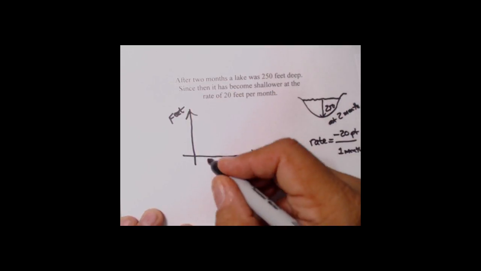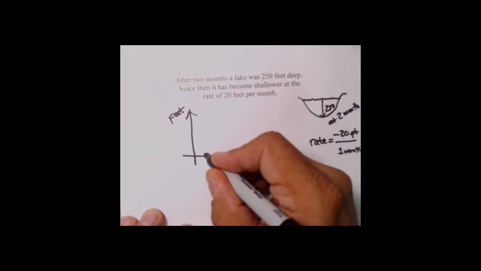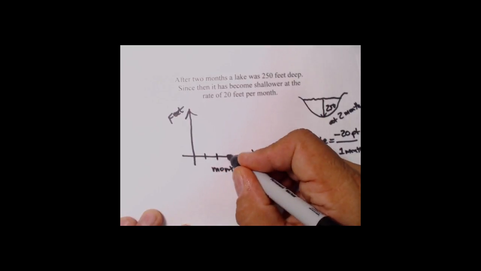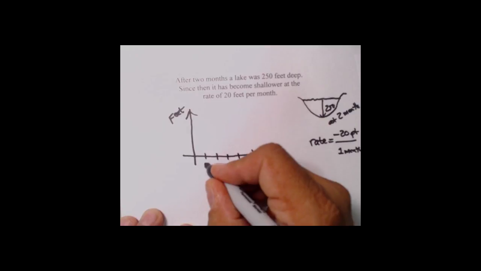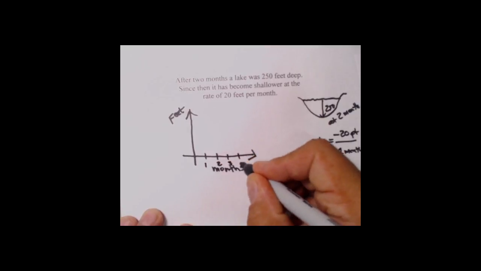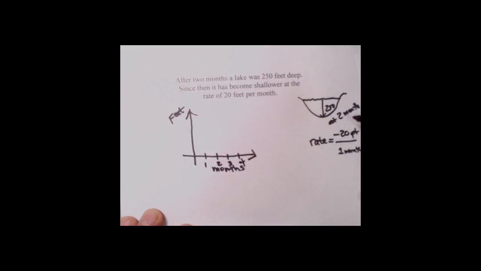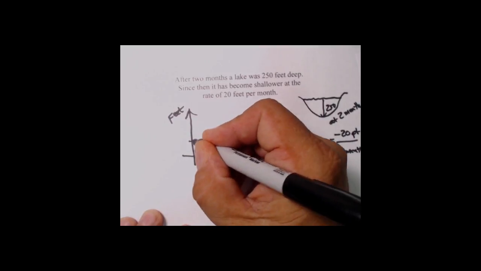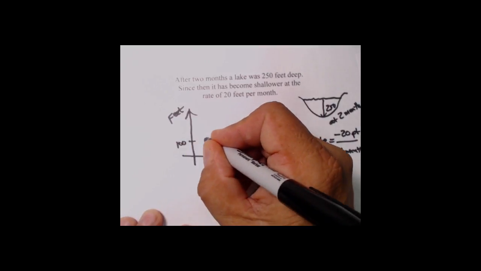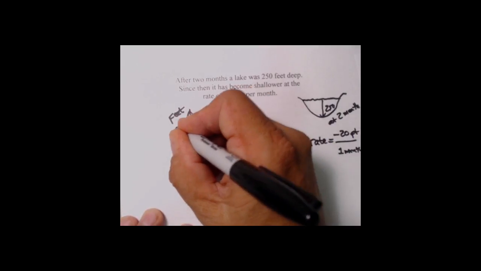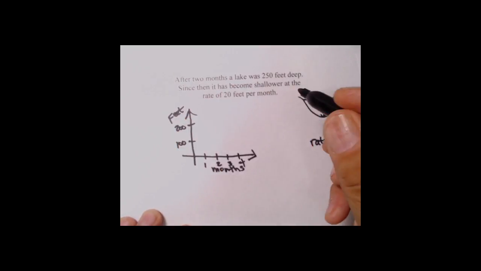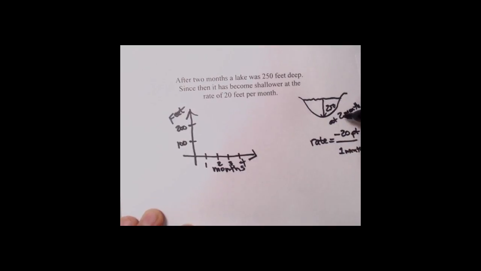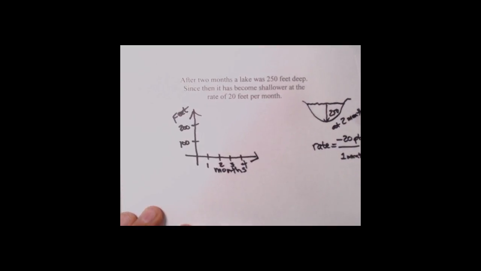Now, let's put some months down here. We've got 1 month, 2 months, 3 months, 4 months. Let's label them 1, 2, 3, and 4. Now notice the twist in this one. It said it was at 250 feet at 2 months. Well, let's label some of the values here in the vertical axis. We might make that 100. We might make this 200. So we're going to be at 250 feet at the end of 2 months.